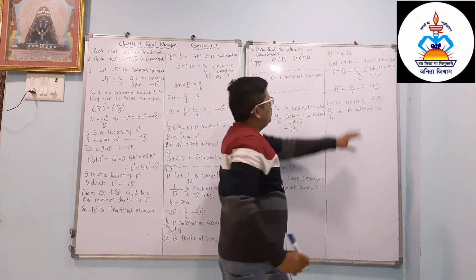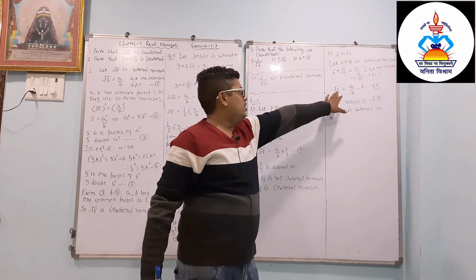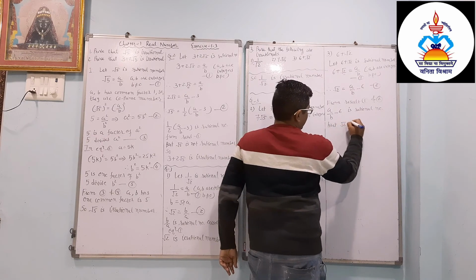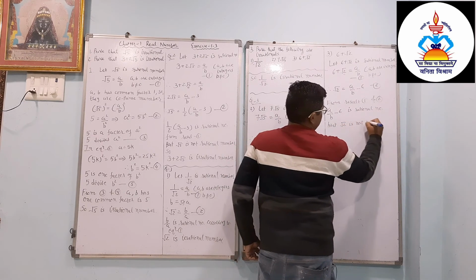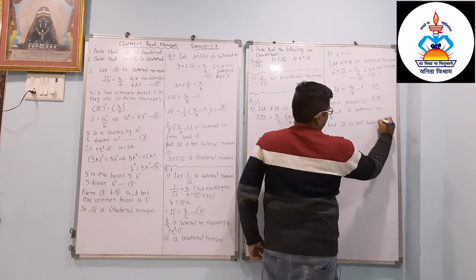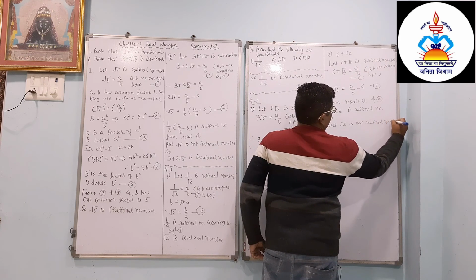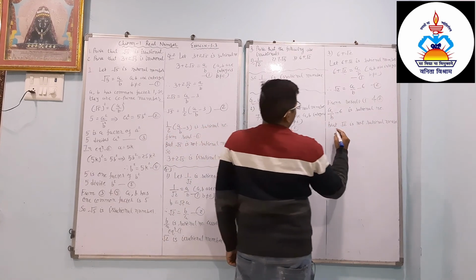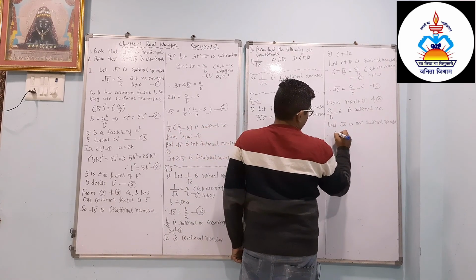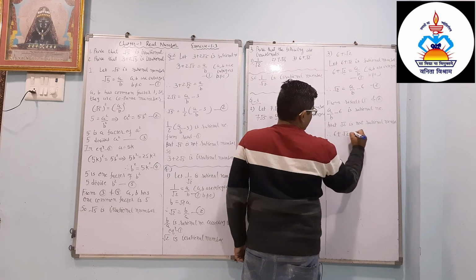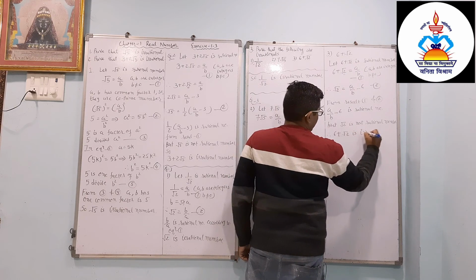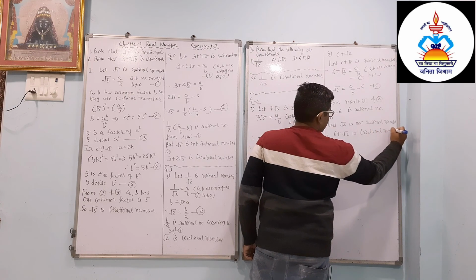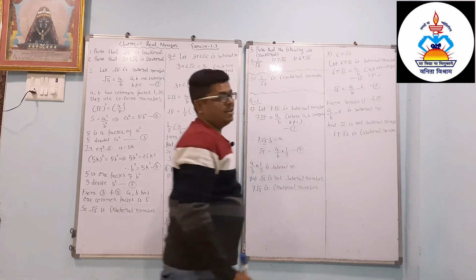So automatically root 2 becomes a rational number, but root 2 is not a rational number. So we can say that the number 6 plus root 2 is an irrational number. So we have proved here that 6 plus root 2 is an irrational number.